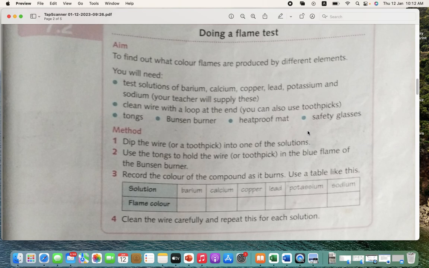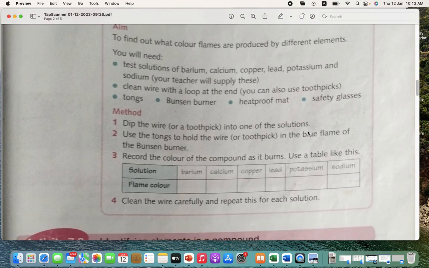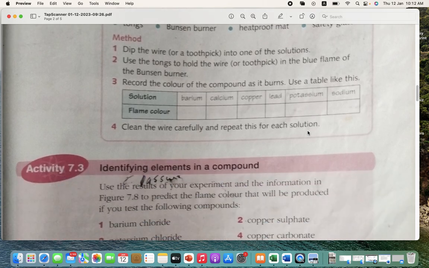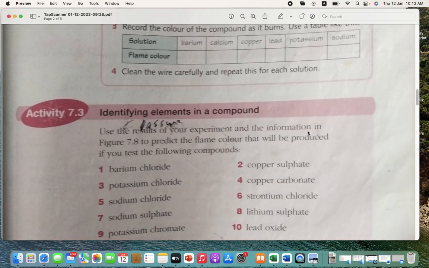And then you have to follow safety. You have to wear safety glasses, you have to use a heat-proof mat, we have to use a Bunsen burner, and we have to use tongs. Okay? So to carry out and find out this, the method I've already explained, and then we record the result, the color from this.